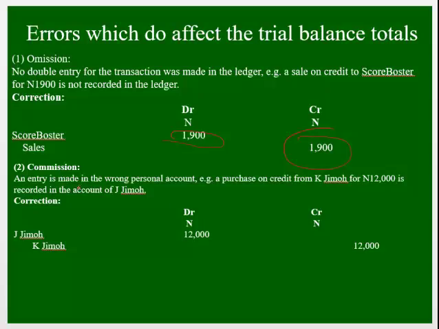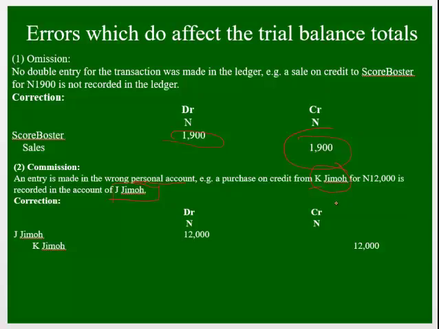Commission: an entry is made in a wrong personal account. Please, the personal account is the account of an individual. For example, you bought goods from K. Jima for 2,000, but you recorded it in J. Jima's account. You know, this is a creditor, K. Jima. Then you put it in the account of J. Jima. But the fact that they have the name Jima does not mean that it is correct. It means that you have understated one particular creditor and overstated another, and understated the other one.